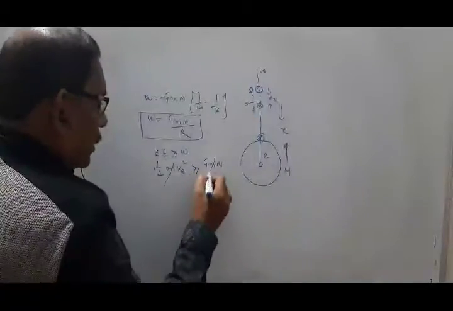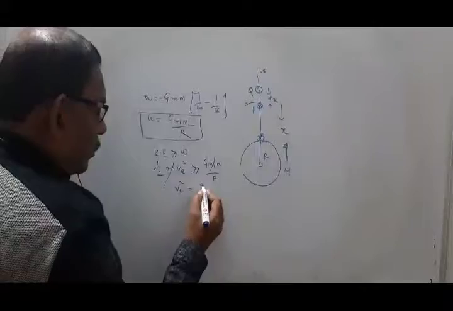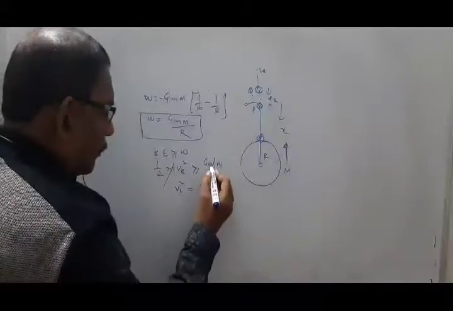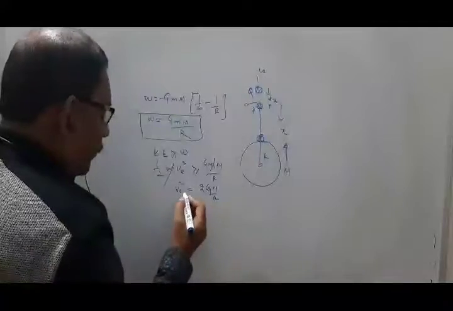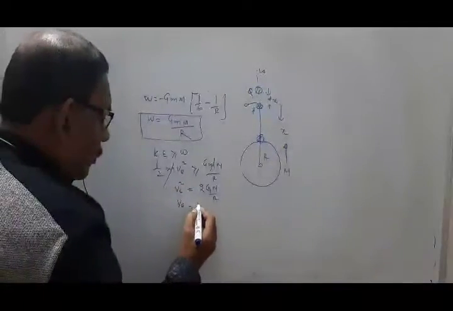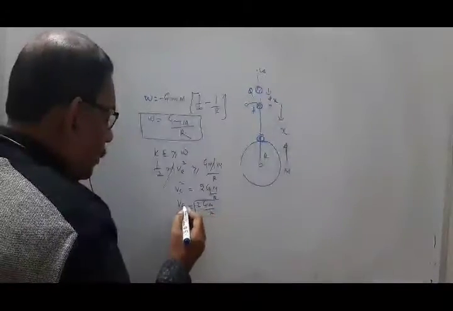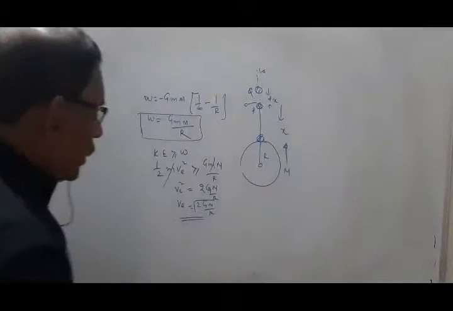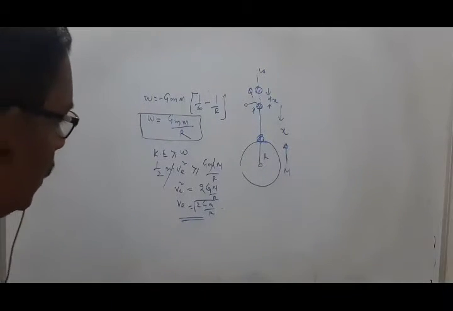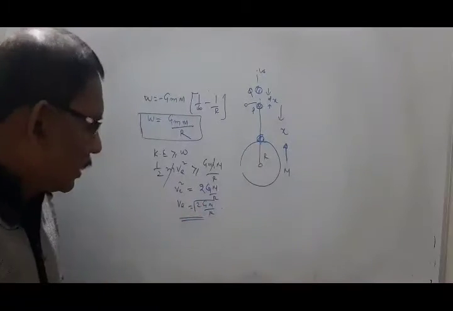Cancel this factor m and bring the 2 below: v e square equals 2GM by r. Then v e equals the square root of 2GM by r. This is one of the equations of escape velocity. We know the mass of the earth, the value of G and r, so we can calculate it easily.